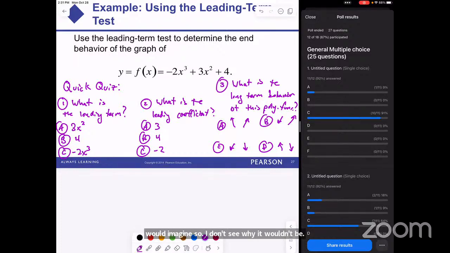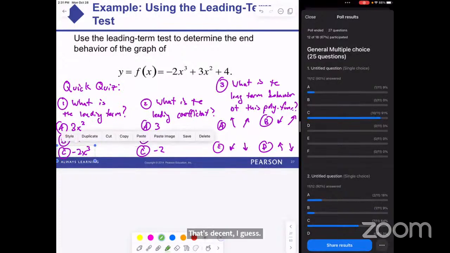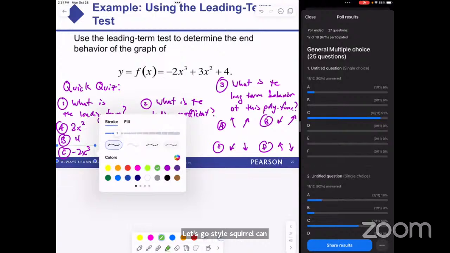All right, let me think. How do I want to do this? Let's go chill like this. That's decent, I guess. Let's go style. Stroke can be like this, a little bit thicker.